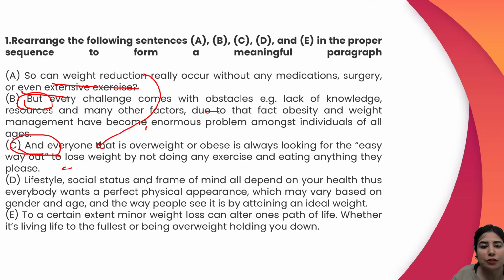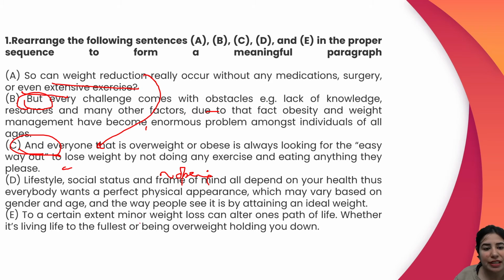Lifestyle, social status, and frame of mind all depend on your health. Thus, everybody wants a perfect physical appearance, which may vary based on gender and age. And the way people see it is by attaining an ideal weight. So this looks like the overall point of discussion. And if you see B and C, they are outrightly discarded to begin the discussion. So we can consider D to be a good opening statement. But let's take a look at E before we finally make a decision.